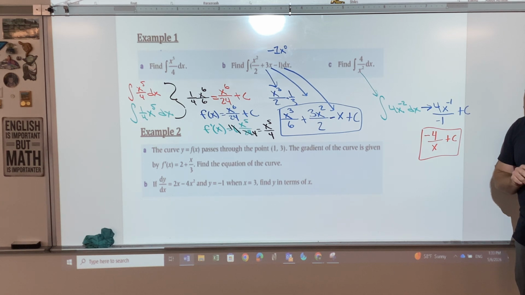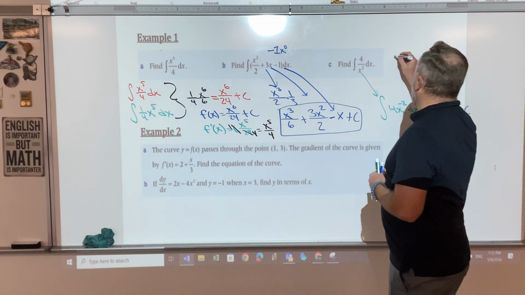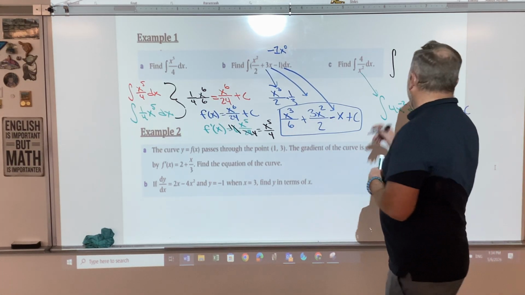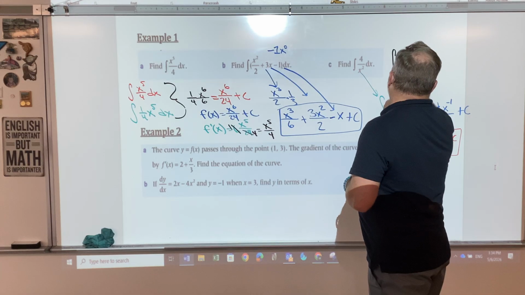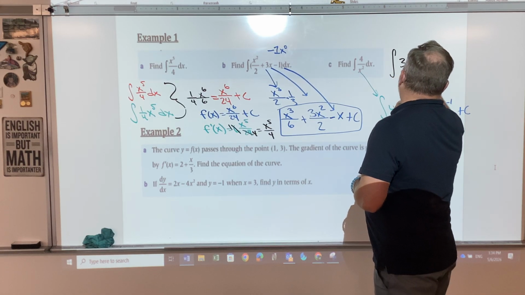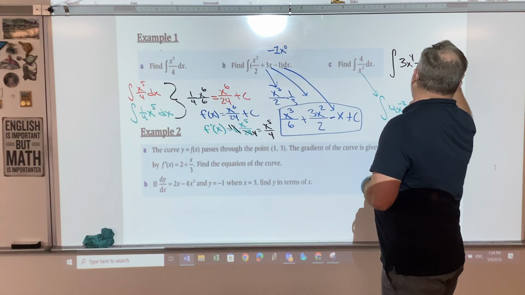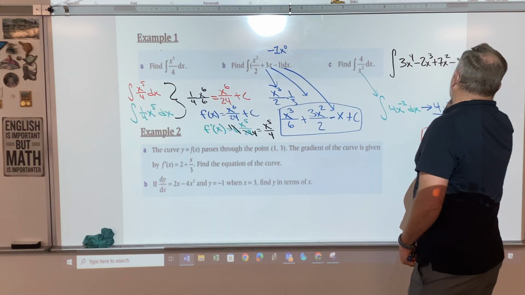Okay? Is this all that 13.2 is? It's mostly it, okay? So here, just do one more on your own. Let me just make one up. So find the integral of 3x to the fourth minus 2x cubed plus 7x squared minus 4.